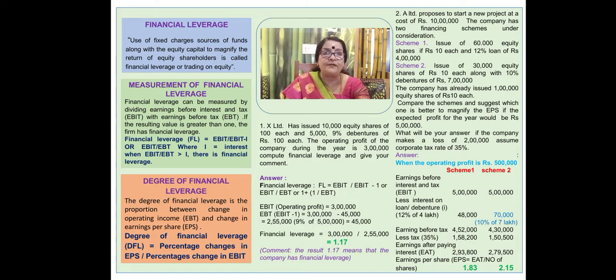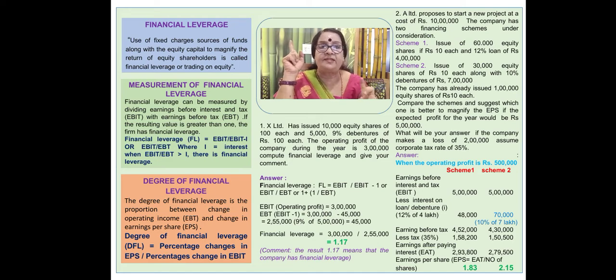EBIT is given as 3 lakh. Clearly it is given: the operating profit of the company is 3 lakh. So EBIT is 3 lakh. What is EBT? From EBIT we deduct the interest, then we get EBT. We can see how much the interest amount is. 9% is on the debt capital. 5,000 into 100, so 5 lakh is the total debt capital. On that 5 lakh, 9% means 45,000.